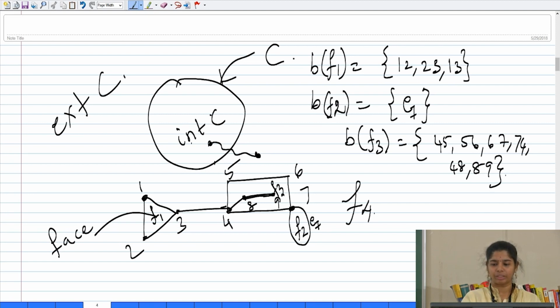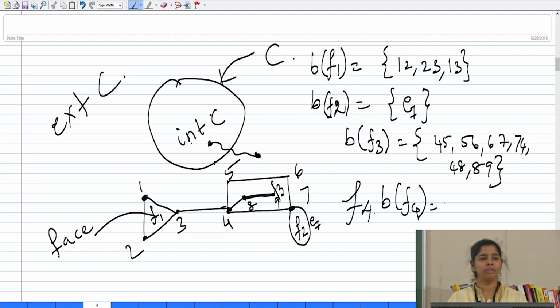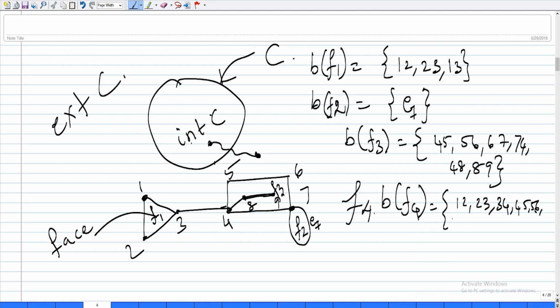Now, what about the boundary of F4? All the edges which are in the outer part, right. So 1 2, 2 3, 3 4, 4 5, 5 6, 6 7, 7 4, and E7 is also there, yes, and 1 3, right. So all these edges are there. Now we will go into the next step, the degree of a face.